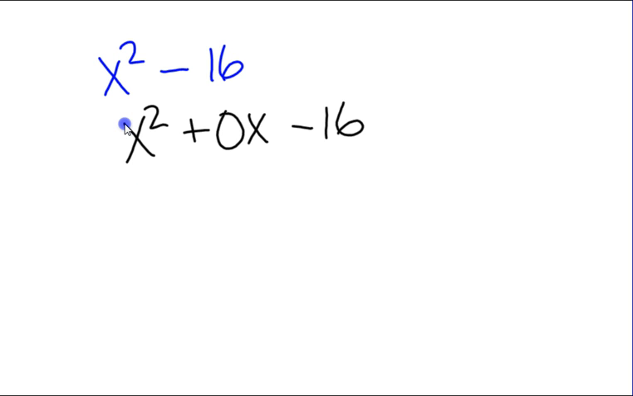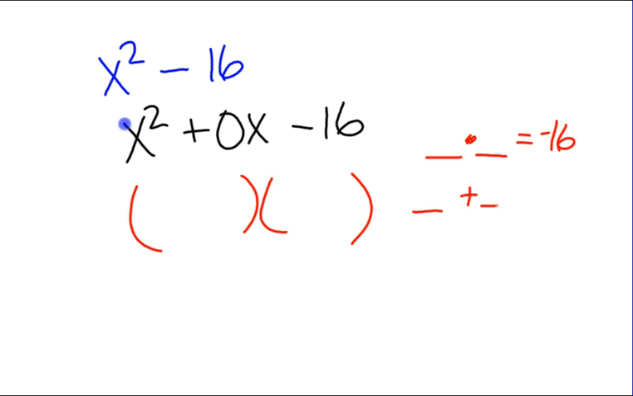So now we can say, okay, I know it's going to look like this. And I just have to say to myself off to the side, what two numbers, sorry, I usually do multiplication first. When I multiply them, I get a negative 16. But when I add them, I get 0. Well, usually what happens here, when they add to 0, it's going to have to be a positive and a negative of the exact same number. And so in this case, it has to be a positive and a negative 4.